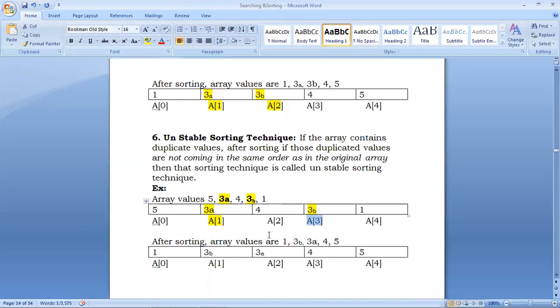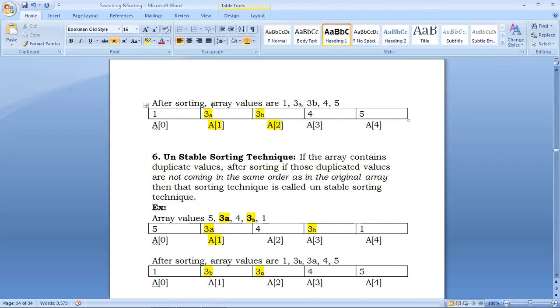Now after sorting, for example, by applying some sorting technique, you sorted the data. If you sort the data, what is the result? 1, 3, 3, 4, 5. But after sorting, before 3a, 3b comes. See here, 3b comes and 3a comes after 3b. Now the second duplicate value is coming before the first duplicate value, so it is not following the same order. In the previous stable sorting case, 3a comes before 3b. That is the proper order.